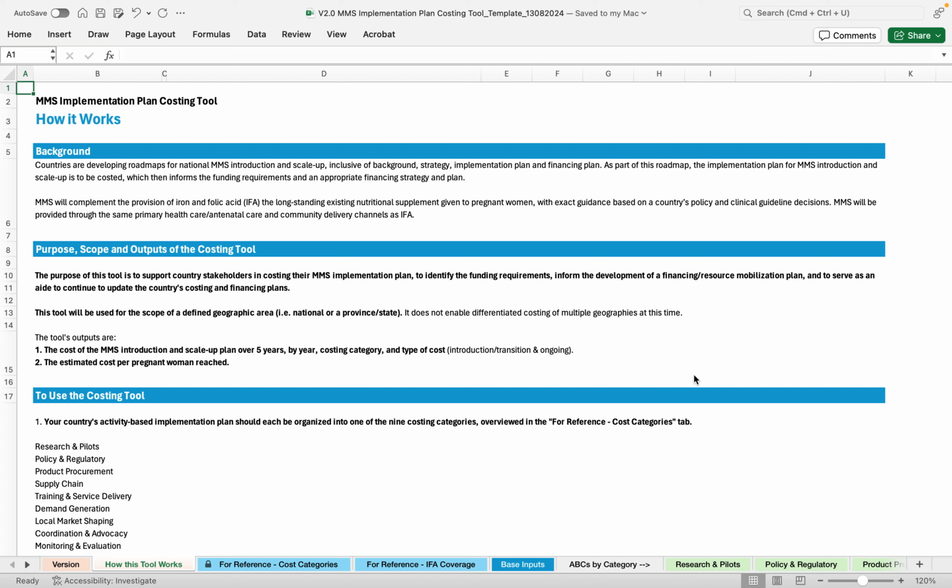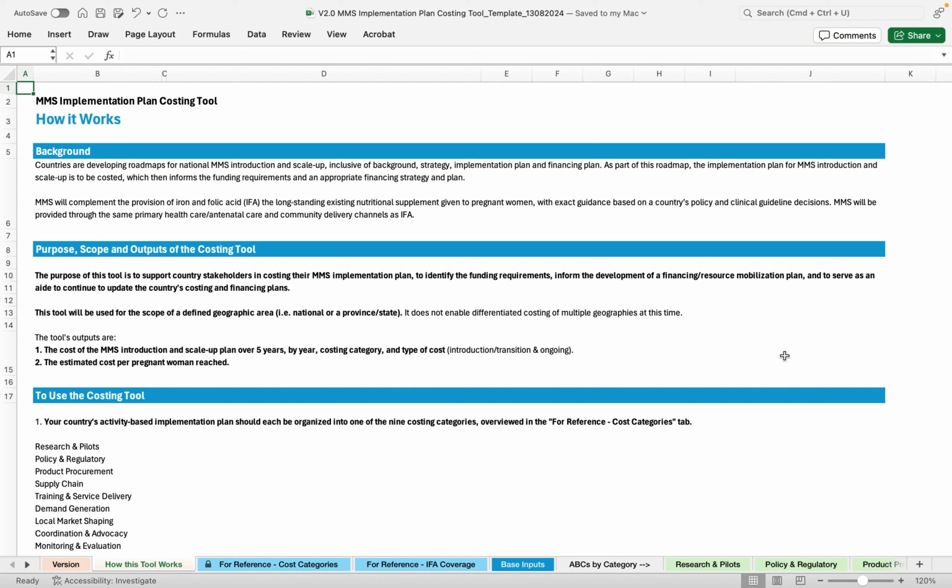The second tab overviews how this tool works. And in short, the tool's purpose is to support country stakeholders in costing their MMS implementation plan, to identify the funding requirements, inform the development of a financing or resource mobilization plan, and to serve as an aid to continue to update your country's costing and financing plans. This tool is not a cost effectiveness or cost benefit tool. It is meant to support the costing and calculation of MMS funding requirements.